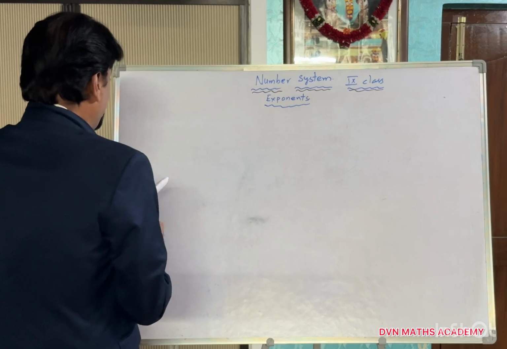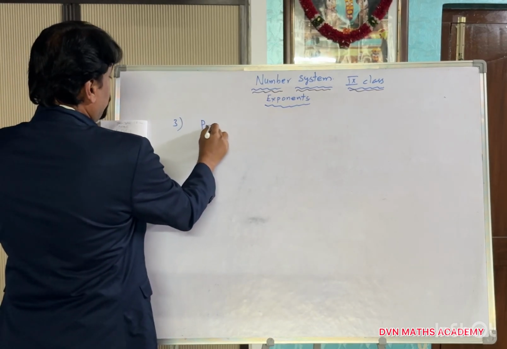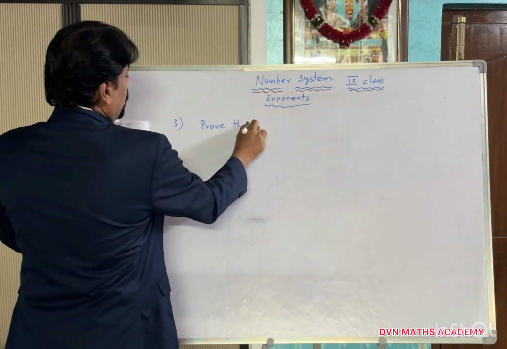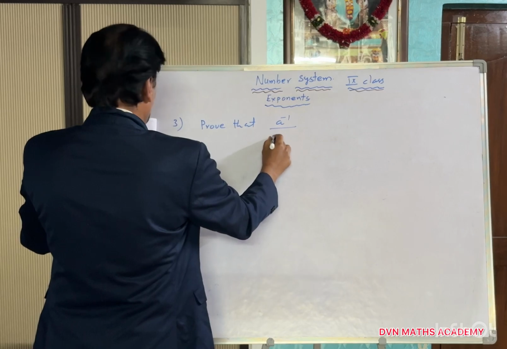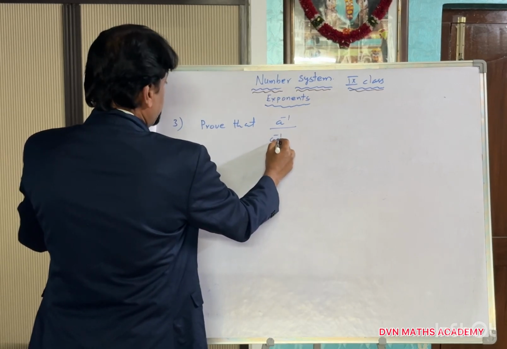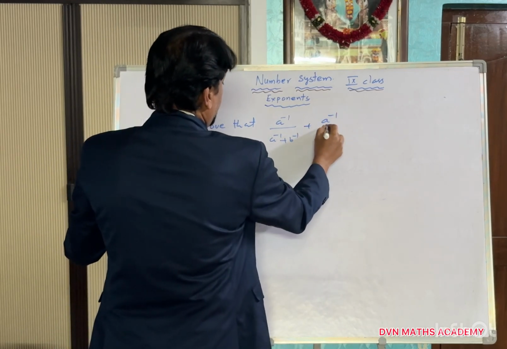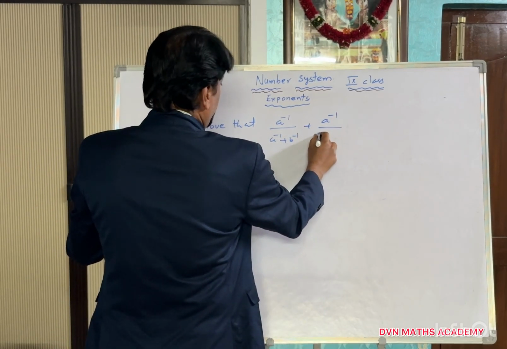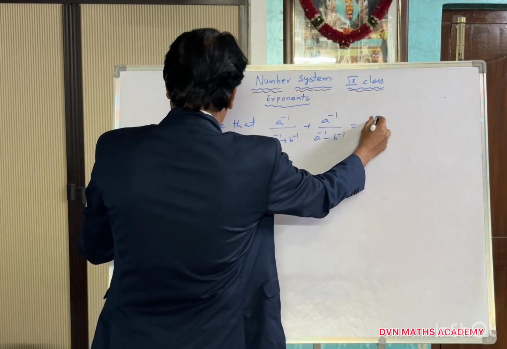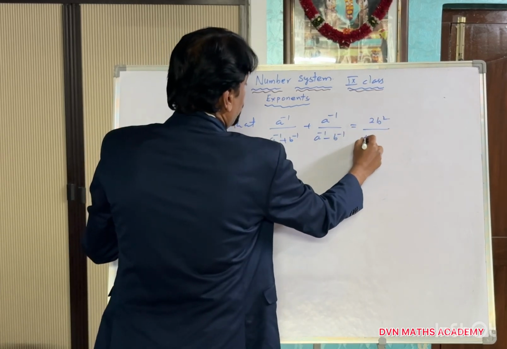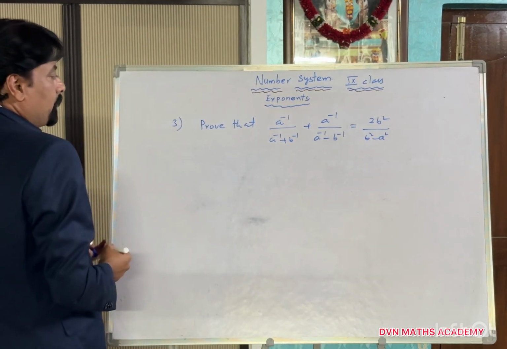The third question, it is very interesting. Third question is, prove that a to the power of minus 1 by a to the power of minus 1 plus b to the power of minus 1 plus a to the power of minus 1 by a to the power of minus 1 minus b to the power of minus 1 is equal to 2b square by b square minus a square. This is also one type of pattern question.